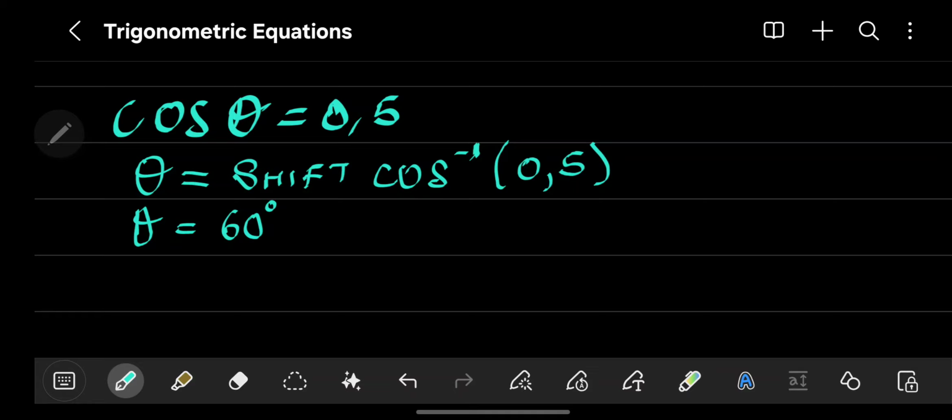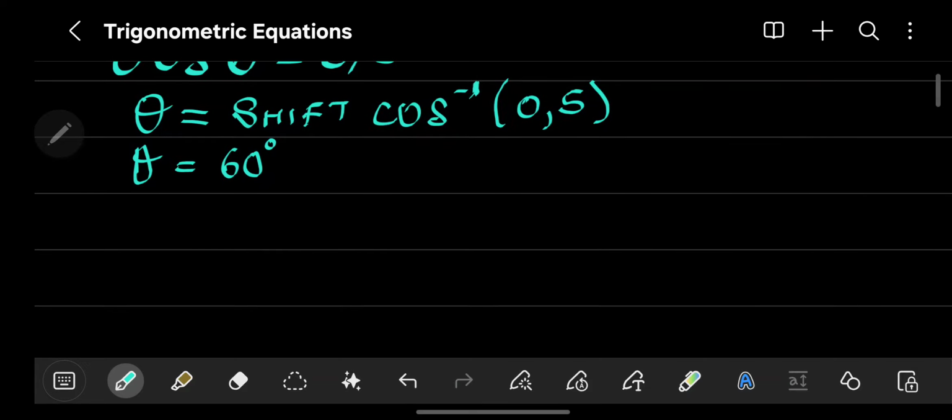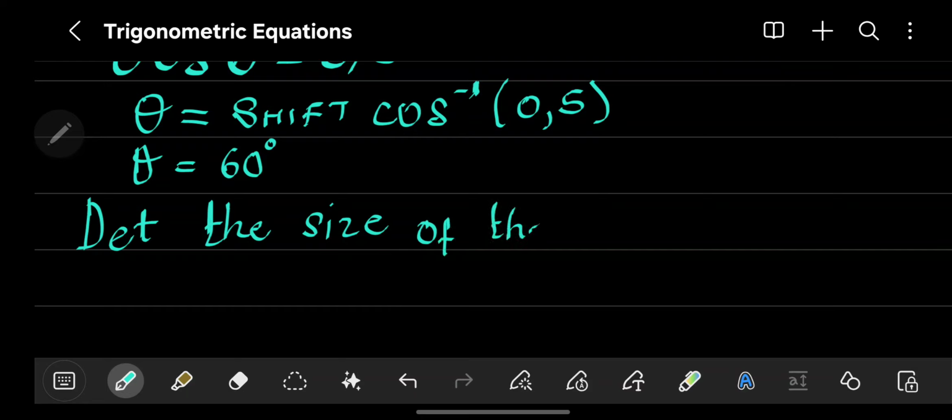Okay, so let's take one more example. Let's give it a title. Our question says: determine the size, those who do physics sometimes call it magnitude, of the acute angle theta in each of the following trigonometric equations.